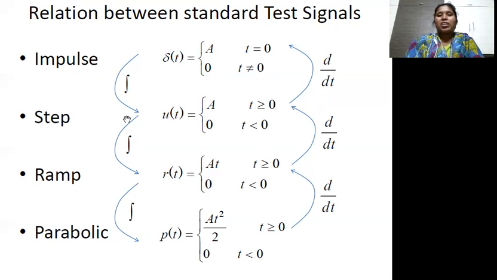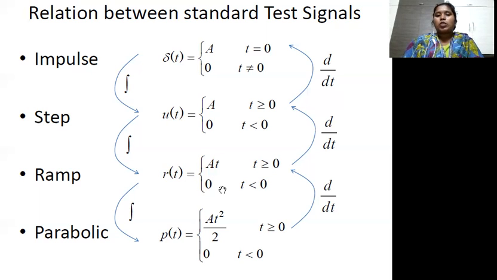In the same way, by integrating, we are able to obtain the step by integrating the impulse, the ramp signal by integrating the step signal, and the parabolic signal by integrating the ramp signal. For example, what is the integration of A into t dt? Here time is the varying quantity, so I am taking dt, right? The integral of A t dt is A into the integral of t dt, as A is constant here. The formula for the integral of x power n dx is x power n plus 1 by n plus 1.